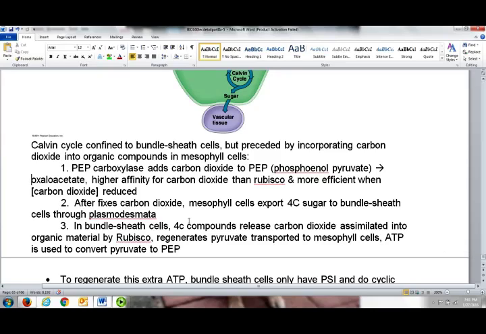So again, there is a more detailed explanation of it here. My concern is that you've got the C3 plant that's going to become less efficient. You'll have the C4 plant that's going to separate where it actually has the reactions occur.